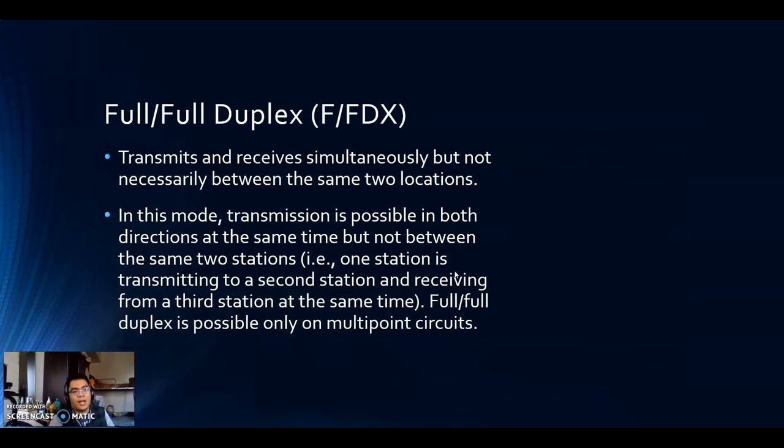But we forgot another mode of transmission, also called full/full duplex or F/FDX. In F/FDX, it transmits and receives simultaneously but does not necessarily between the same two locations. In this mode, transmission is possible in both directions at the same time but not between the same two stations. Like, one station is transmitting to a second station and receiving from a third station at the same time. Full/full duplex is possible only on multi-point circuits.